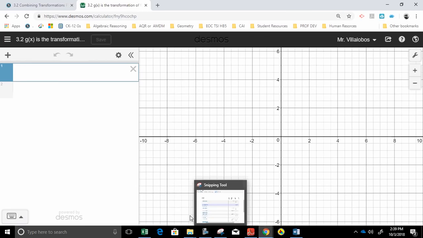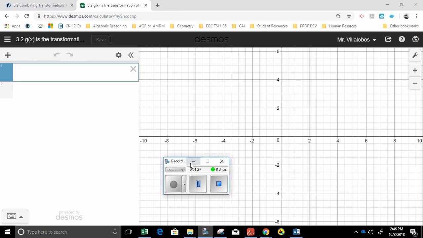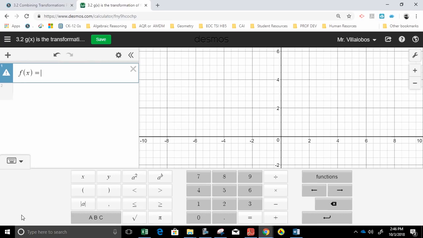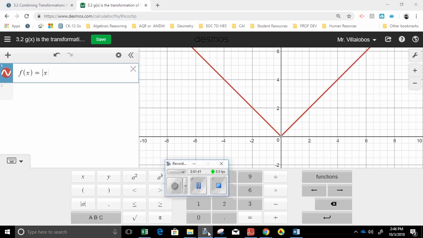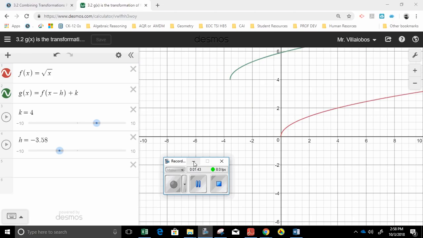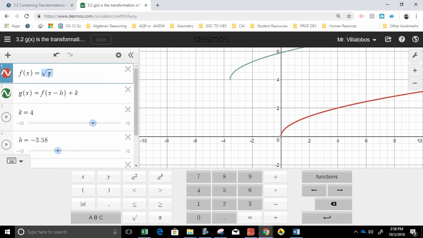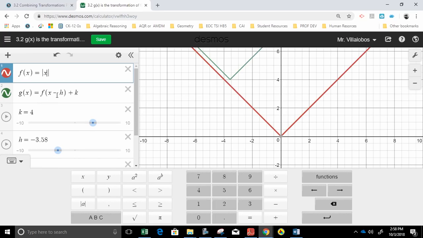Oops, too many things open. Okay. So let us begin by writing f of x. And we have several to pick from. I'm going to start with absolute value. You can click here, and here is the absolute value of x. So you can change this to whatever you want. It can be absolute value of x. And you can write this. You can play both.